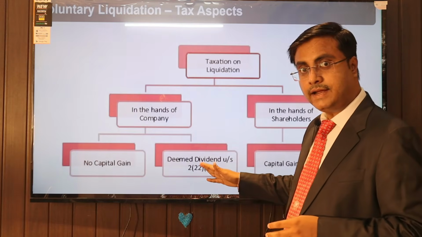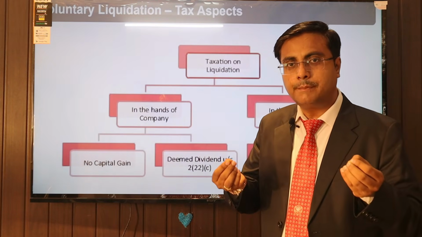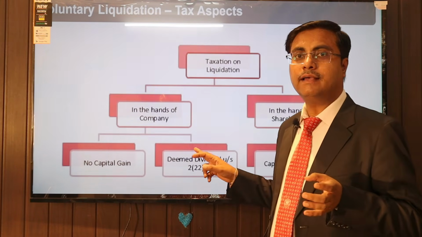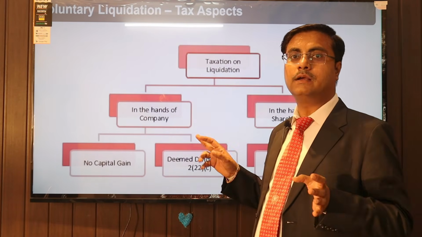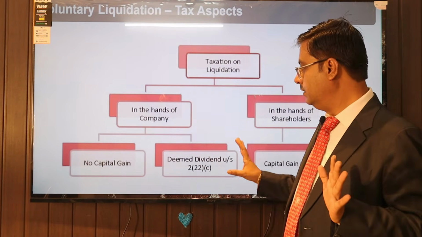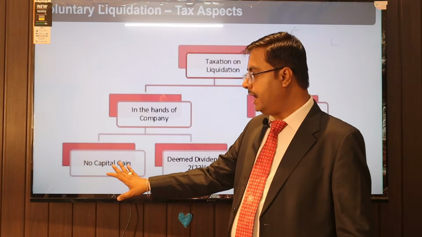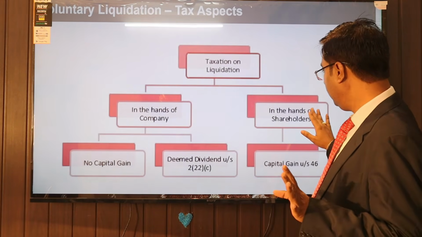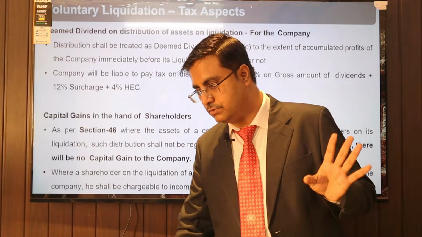For as I said, आपकी कैपिटल थी 1 करोड़, आपको मिल रहा है 1 करोड़ 50 लाख. तो जो 50 लाख एक्सेस मिल रहा है, इट विल बी ट्रीटेड एज डीम्ड डिविडेंड अंडर सेक्शन 222C ऑफ द इनकम टैक्स एक्ट 1961. सो ये डीम्ड डिविडेंड पे आपको टैक्स पे करना है. कंपनी के हैंड में कोई कैपिटल गेन नहीं होने वाला है, राइट. और शेयर होल्डर को जो कैपिटल गेन है वो भी एग्जेम्प्ट होने वाला है, ये मैं बता रहा हूँ आपको.